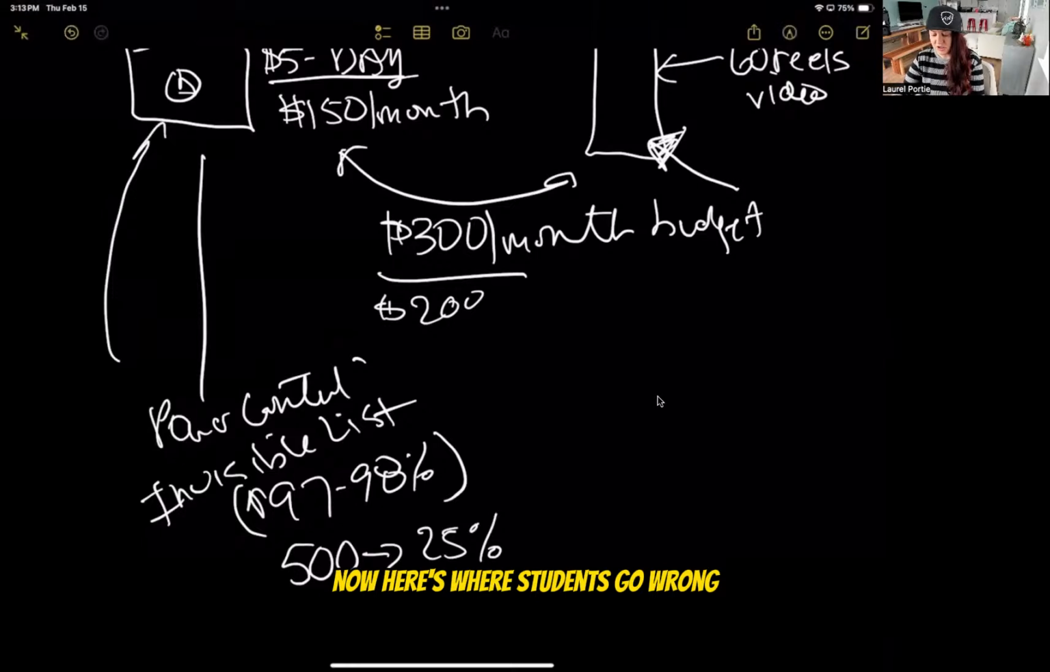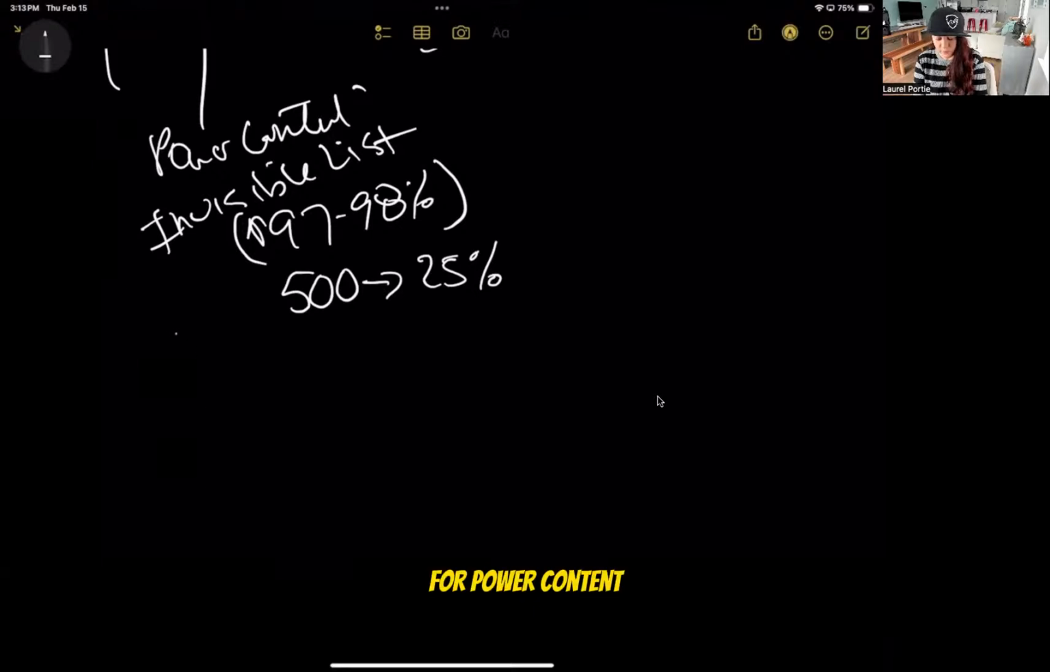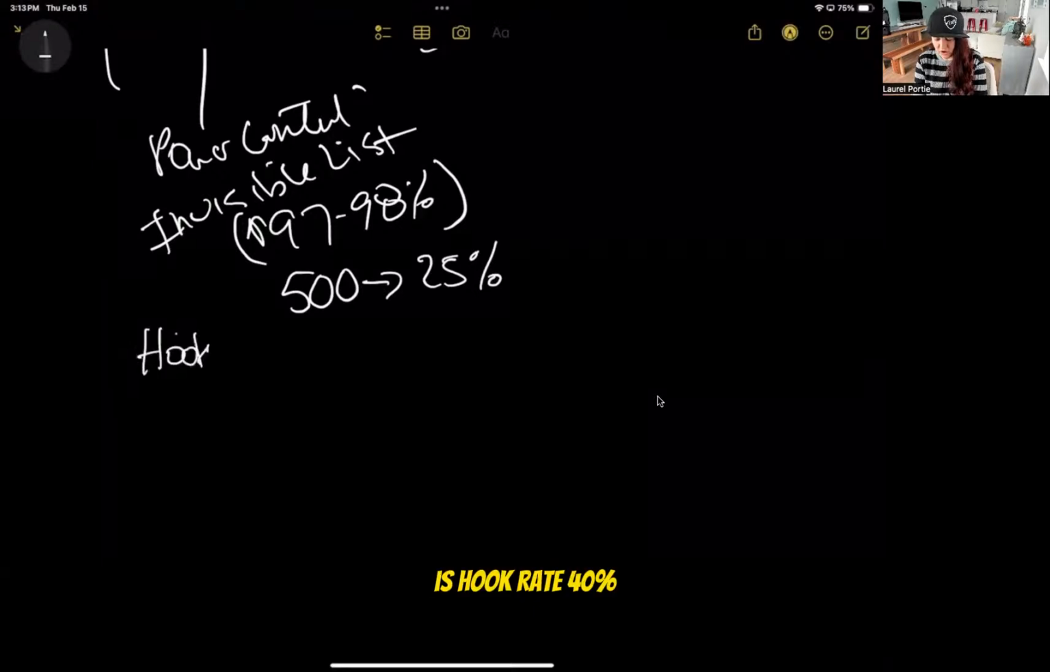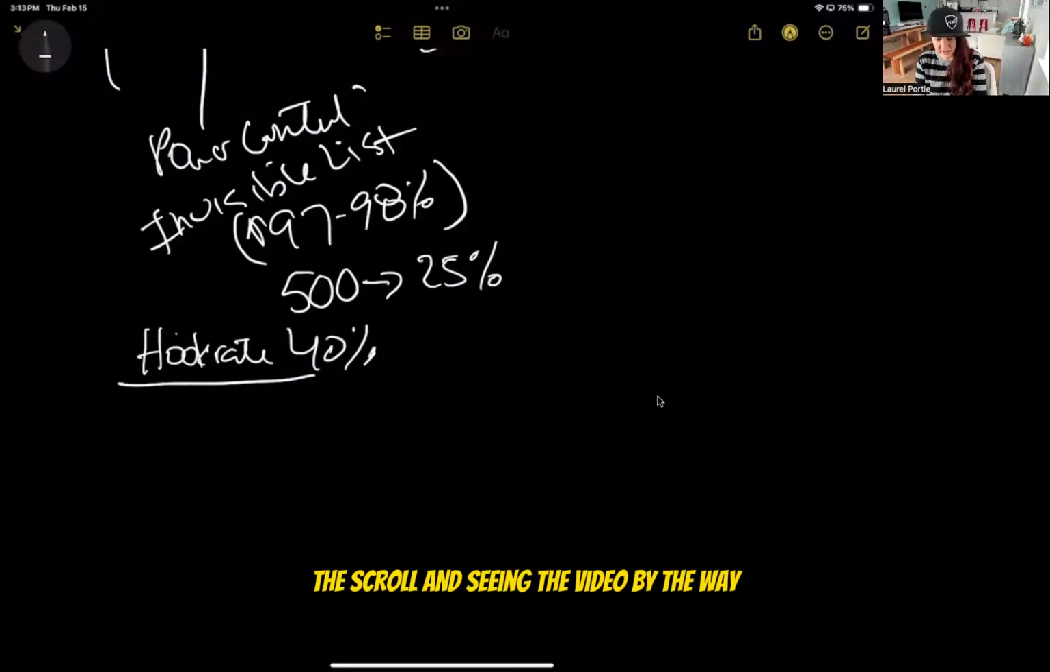Now, here's where students go wrong when they're optimizing this, okay? The KPI for power content is hook rate, 40%. This is the amount of people who are stopping the scroll and seeing the video.